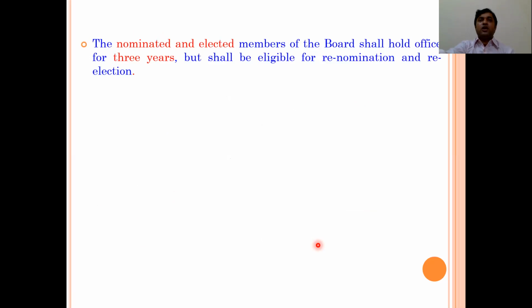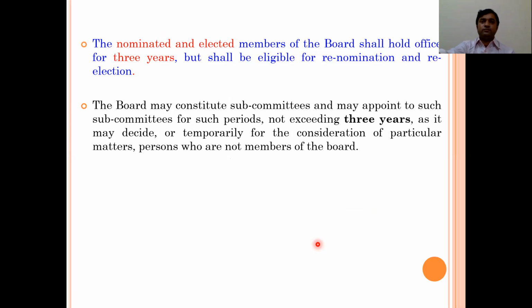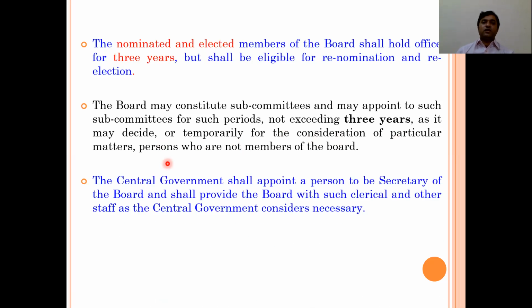Right. Next, the nominated and elected members of the board shall hold the office for a period of 3 years, and again the same members are eligible for renomination and re-election. The board consists of subcommittees and may appoint to subcommittees for such periods, and their period also will not exceed more than 3 years, and as it may decide or temporarily for the consideration of particular matters, persons who are not members of the board.